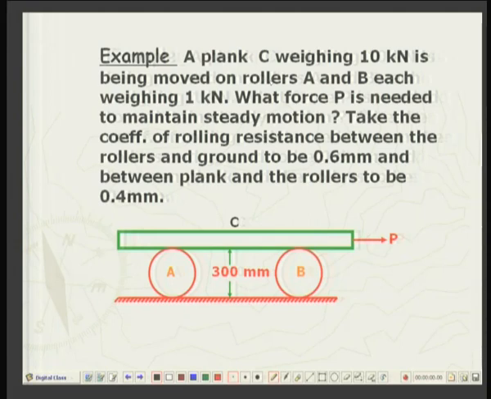Take the coefficient of rolling resistance between the rollers and the ground to be 0.6 millimeters. Once again note that the dimension of the coefficient is length dimension, and that between the plank and the rollers to be 0.4. So at these 2 points it is 0.4 millimeters. Well, the problem actually is very simple as well as very illustrative.